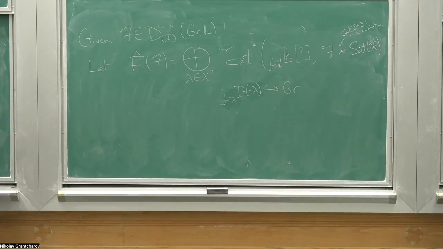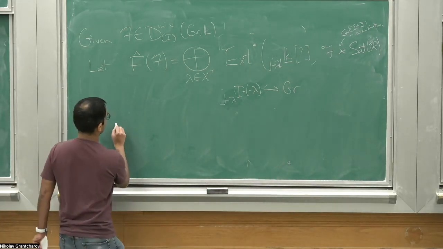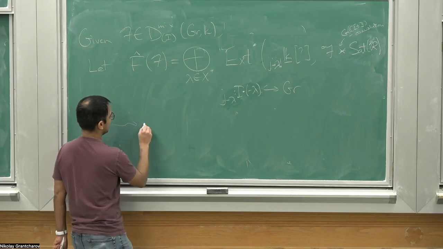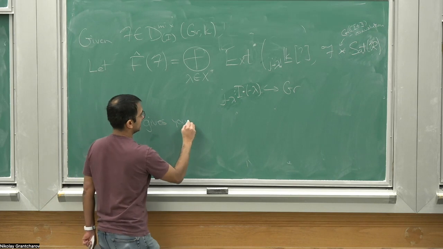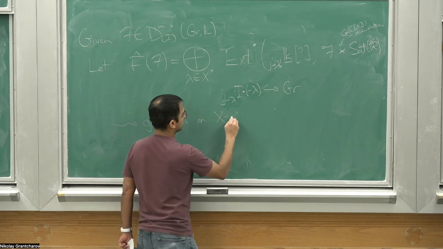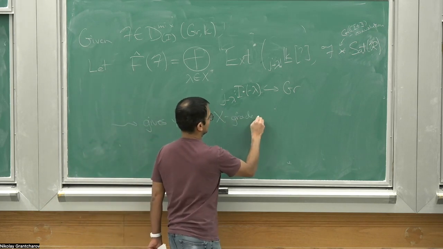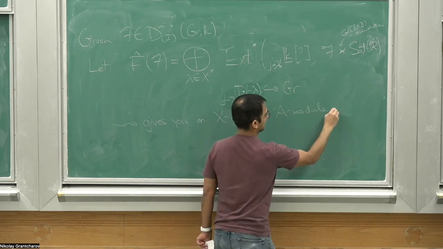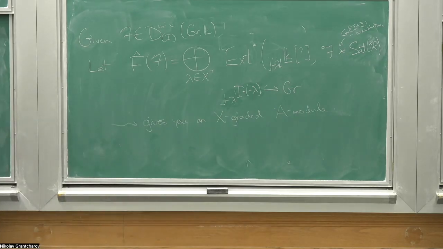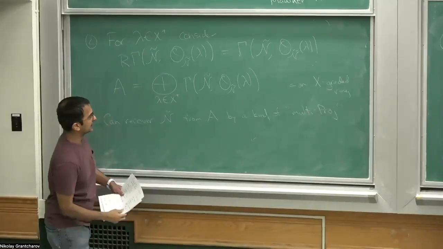Okay, so this construction gives you an X-graded A module. So you have a module, you have a graded module over this graded ring.